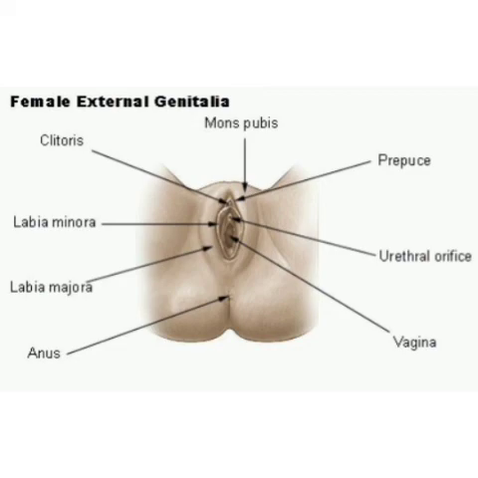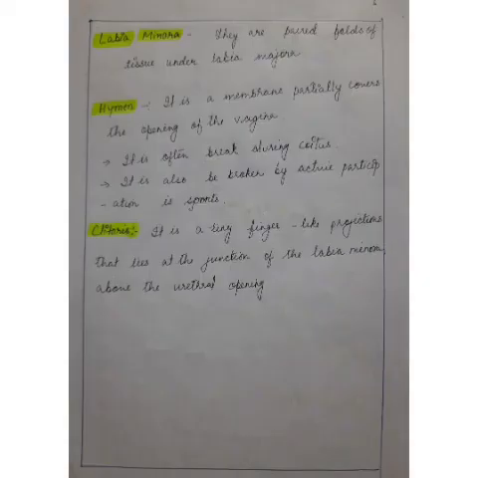Then comes your hymen. So hymen, it is a membrane which partially covers the opening of the vagina and it often breaks during coitus. It can also be broken by active participation in sports. So it is not considered that it breaks only during coitus.